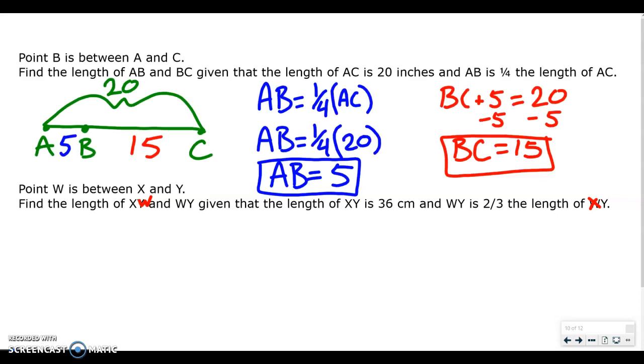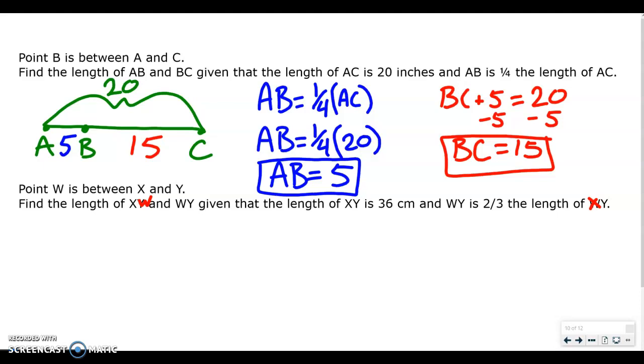All right, so finding the length of AB and BC. With AB, we knew it was 1/4 the length of AC, which was 20. So we can say 1/4 times 20, which gives us 5. So AB is equal to 5. And then using our addition postulate, BC plus 5 equals 20. Subtract 5 on both sides, get BC by itself, and BC equals 15.